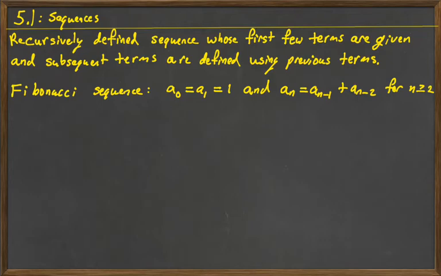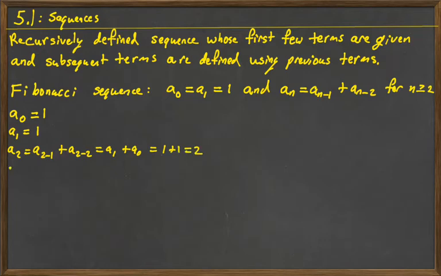So we're going to write out a number of terms of the Fibonacci sequence. The first term is 1, the second term is 1. The third term is going to be the sum of the previous two terms, which both happen to be 1. So 1 plus 1 is 2. The fourth term of the sequence is going to be the sum of the previous two terms, so a2 plus a1. So 2 plus 1 is 3.